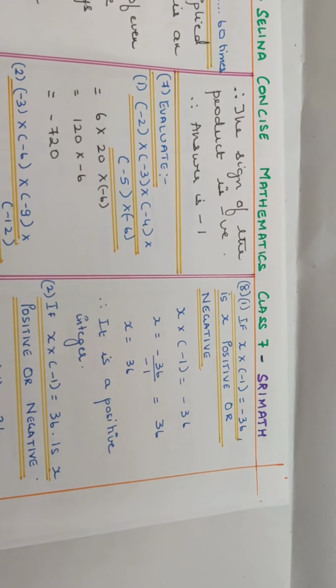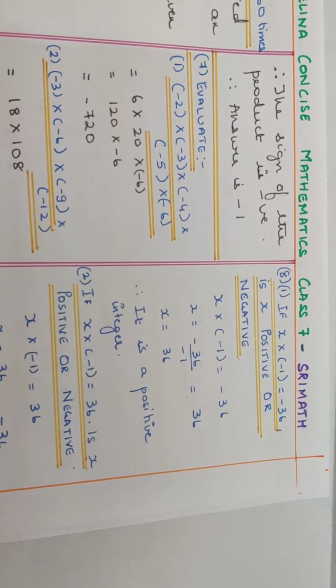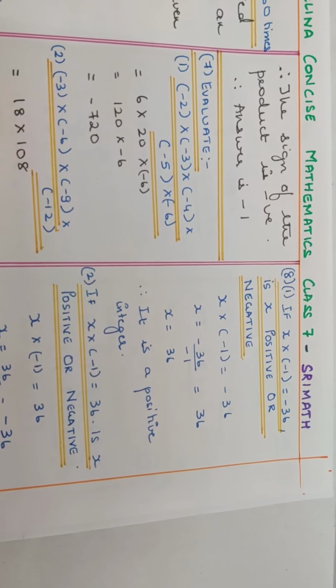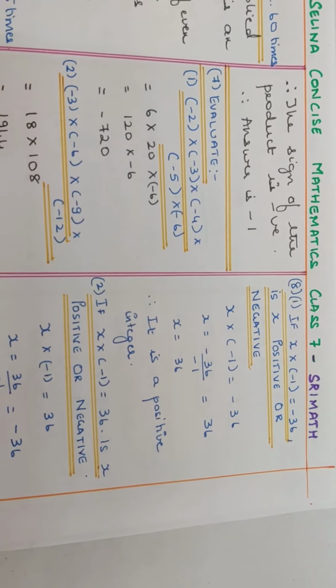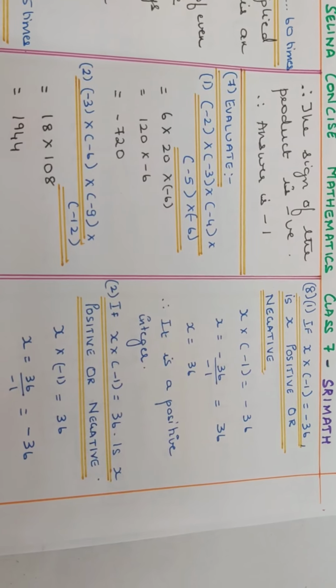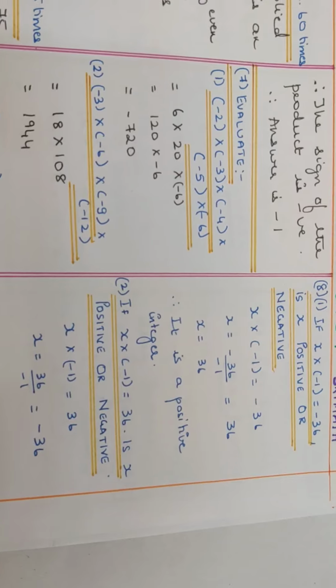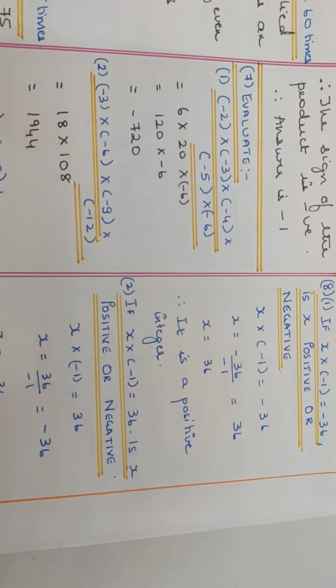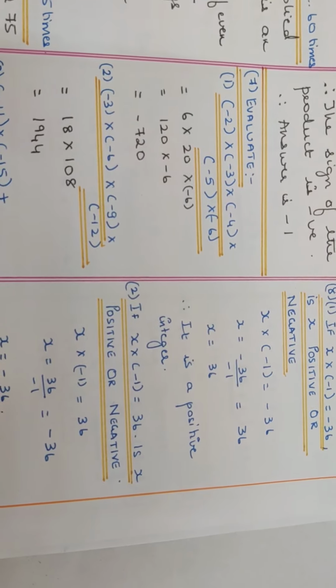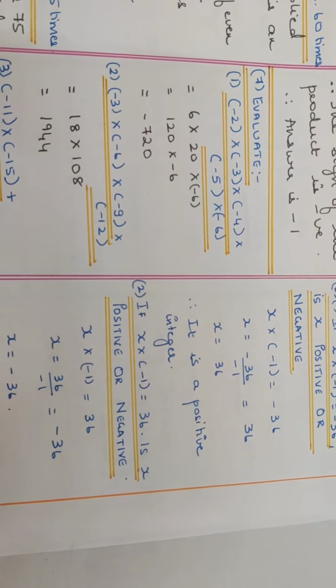Very simple. If x is multiplied into minus 1, the answer is minus 36. Is x positive or negative? So x into minus 1 is minus 36. So x is equal to minus 36 divided by minus 1. Minus divided by minus is positive. Therefore x is 36. Therefore it is a positive integer.